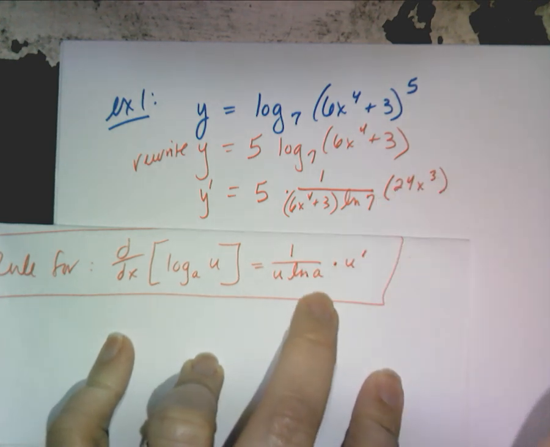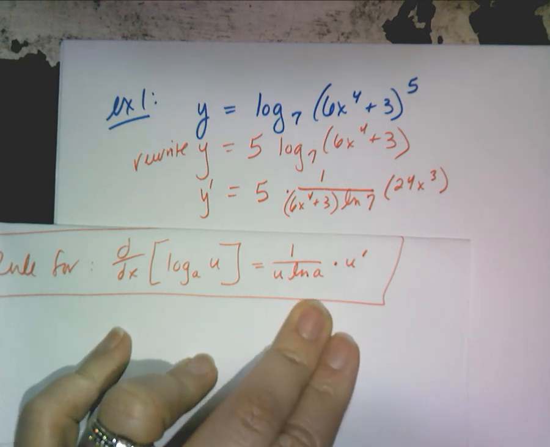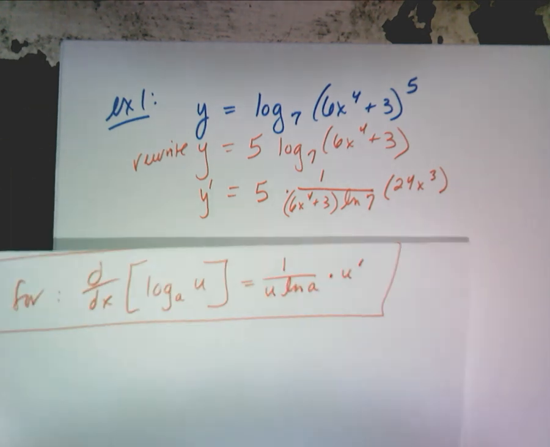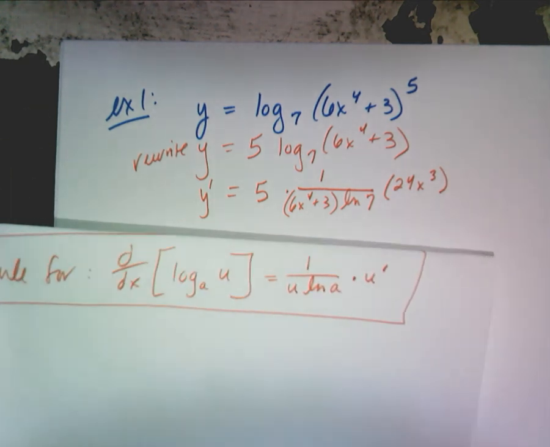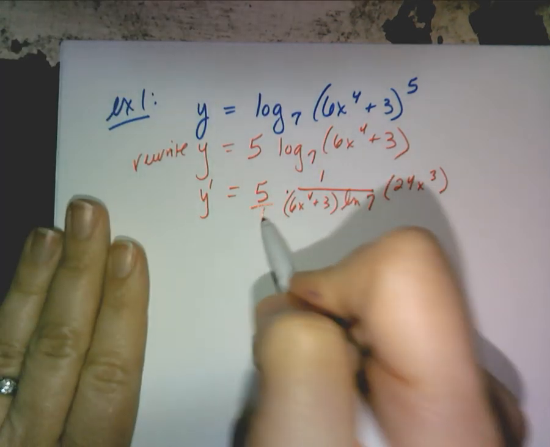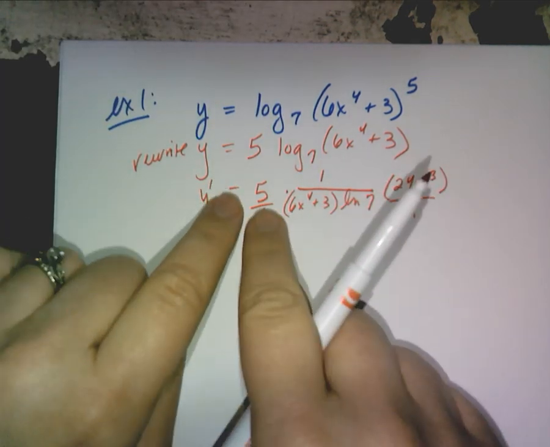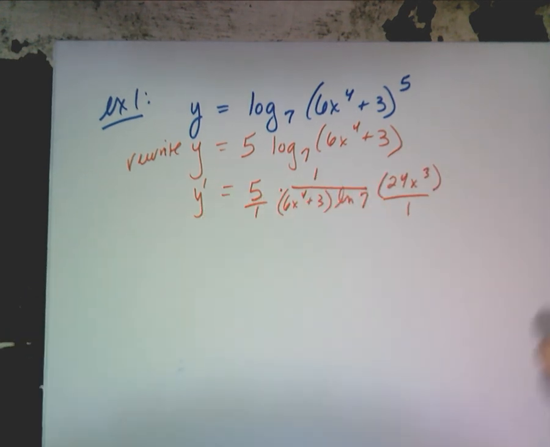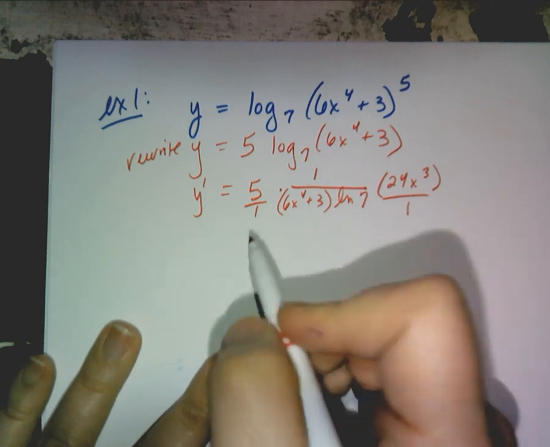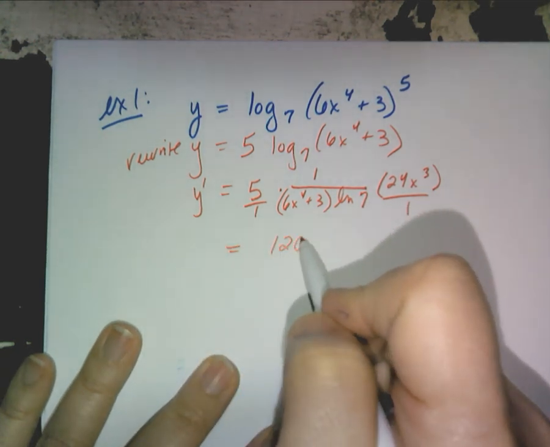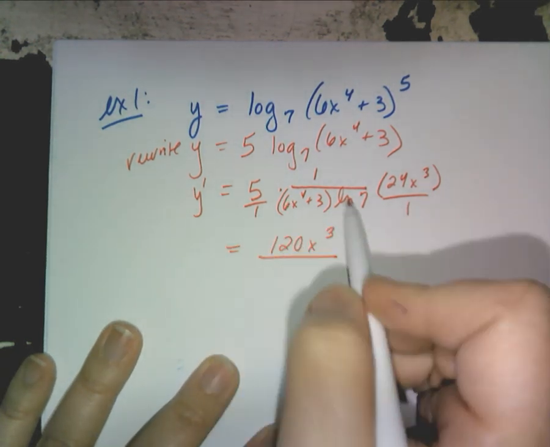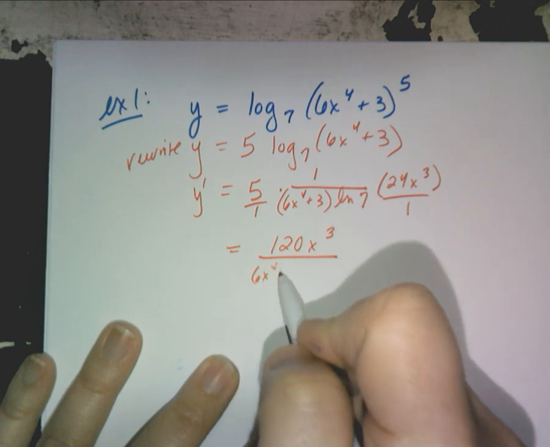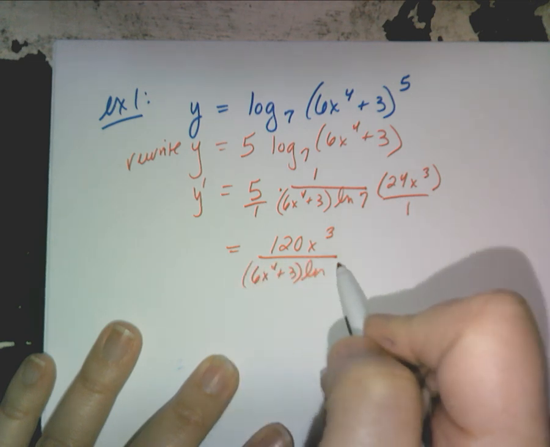Why is the ln on the bottom? That's where we put it, remember, we just proved it. You don't really need to know why. So now these are all fractions. If you know your fraction multiplication, you multiply the tops together: 5 times 1 times 24x cubed. 5 times 24 is 120. So 120x cubed is on top. The bottom would be 6x to the 4th plus 3 times ln 7.